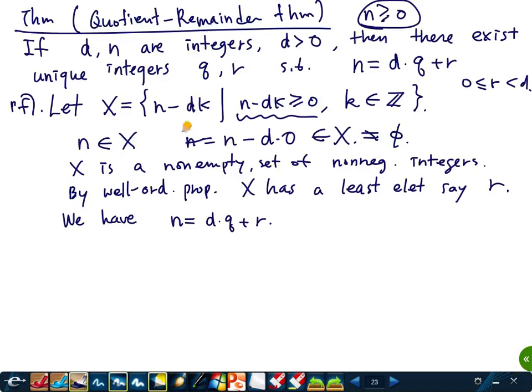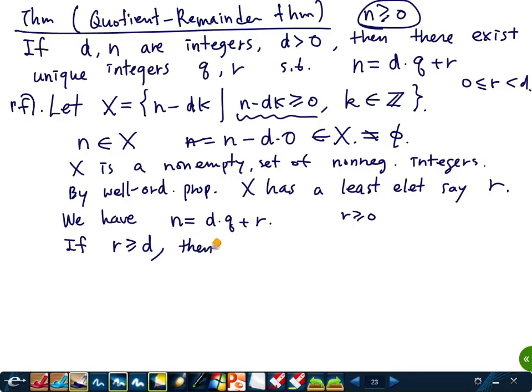Is this fine? Okay. So r is non-negative, not negative, because r is an element in X. Now, if we want to show that r is less than d, suppose r is bigger than or equal to d, and we can find a contradiction. Let's see what happens.